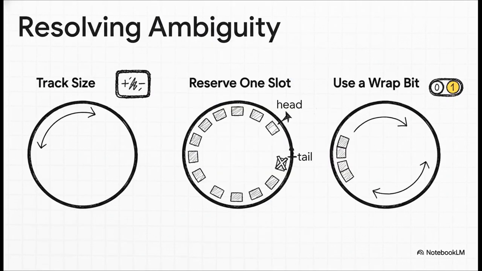Well, there are three really popular solutions. First, you could just sacrifice one slot and never use it. It's simple but a little wasteful. Second, you could use a special wrap bit to keep track of how many laps the pointers have made. It's efficient but adds a bit of complexity. Or, and this is my personal favorite just for its pure clarity, you can just keep a separate counter for the size. If the size is 0, it's empty. If size equals capacity, well, then it's full. It's simple and there's absolutely no ambiguity.